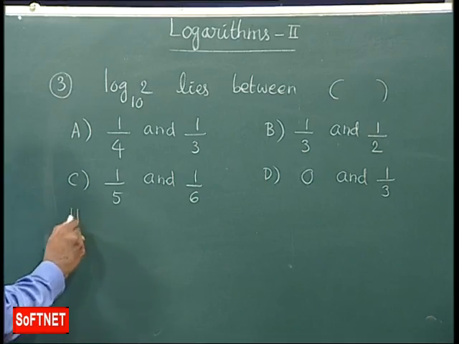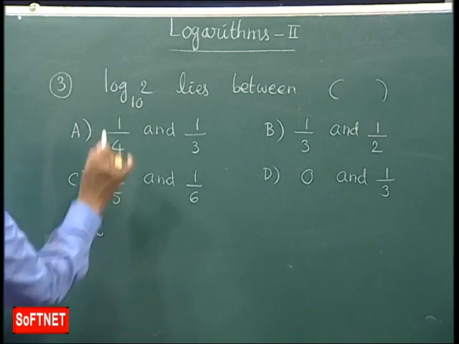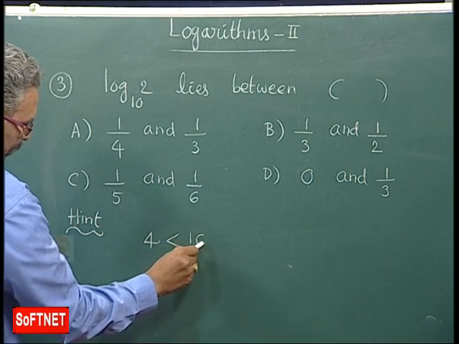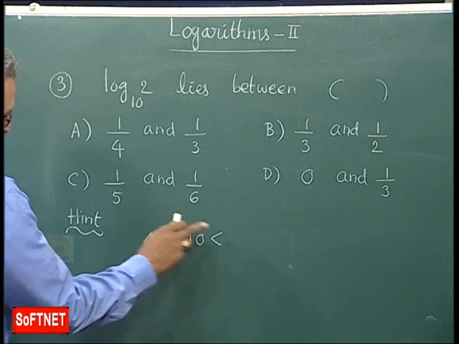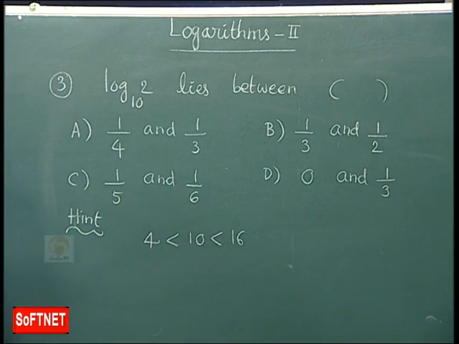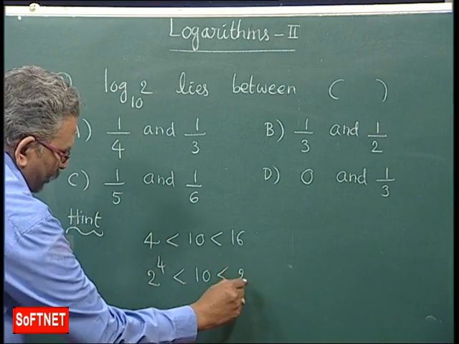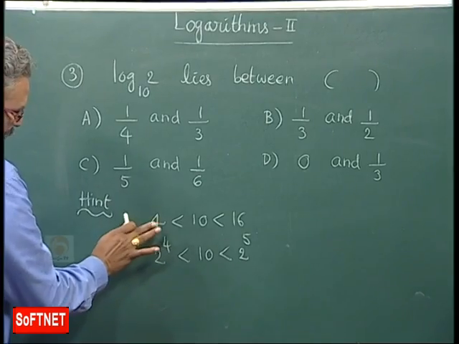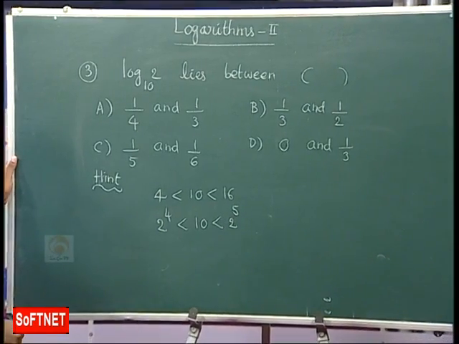So, first, where does 10 lie? Let us verify. 10 lies between 2 power 3 and 2 power 4? 2 square is 4, 2 cube is 8, 2 power 4 is 16. Am I correct? So, 2 power 4 less than 10 less than 2 power 5. Right.